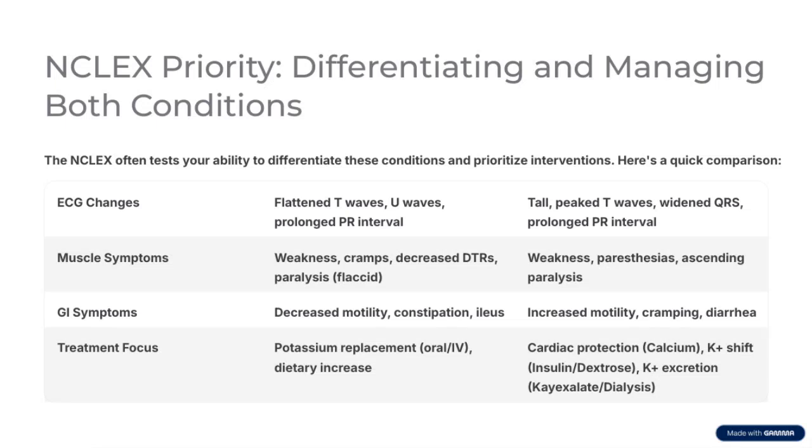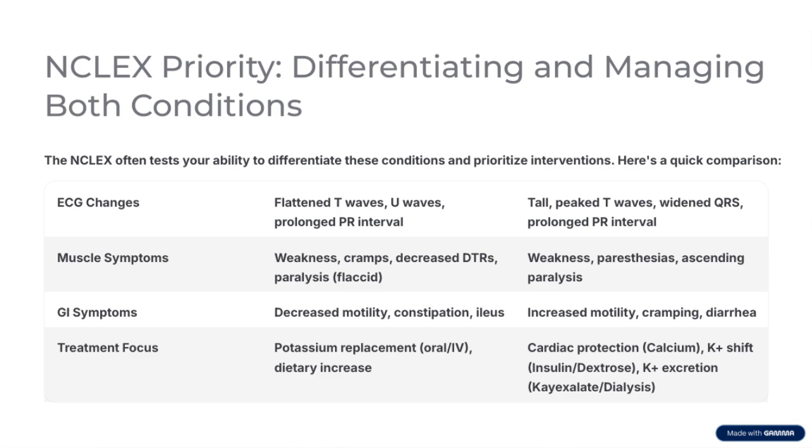Now, let's talk about the different approaches to managing potassium imbalances. For cardiac protection, we focus on calcium, which helps stabilize the heart muscle. To shift potassium into cells, insulin combined with dextrose is used. And to remove excess potassium from the body, options include K-oxalate or dialysis. When replacing potassium, we can do so orally or via IV, and increasing dietary intake is also helpful. Next, let's look at the treatment focus.